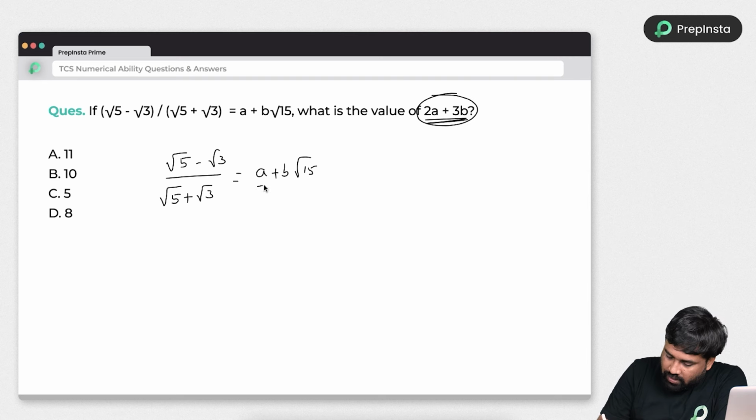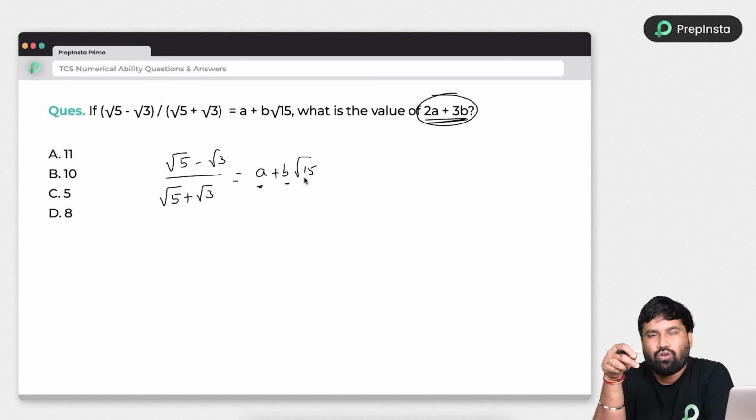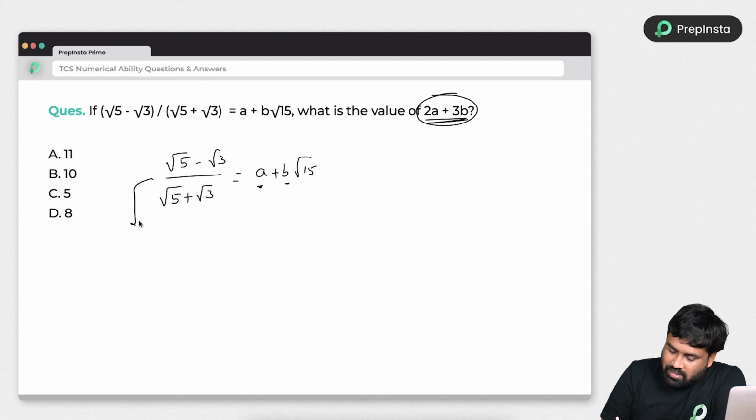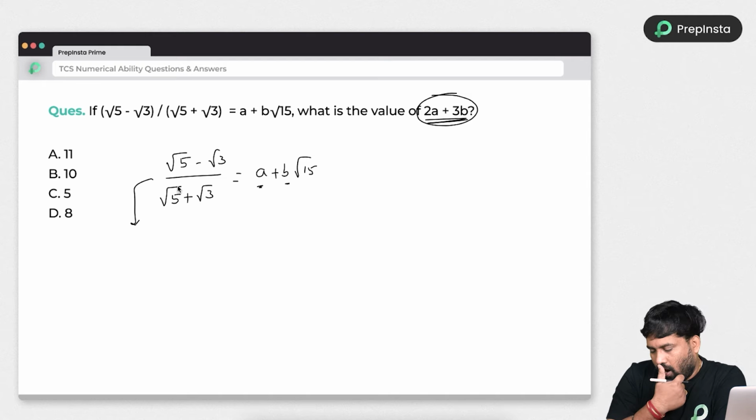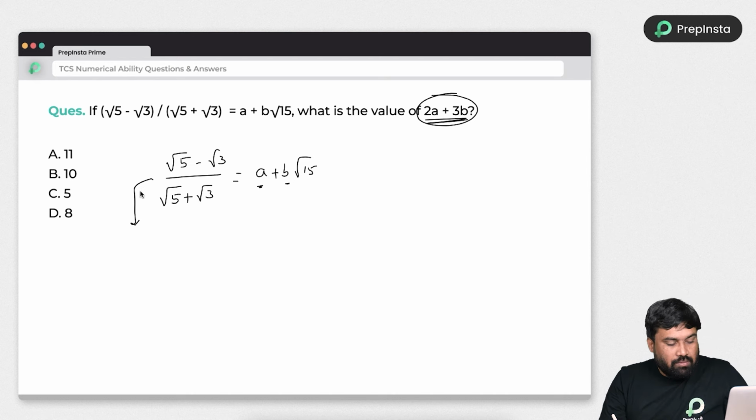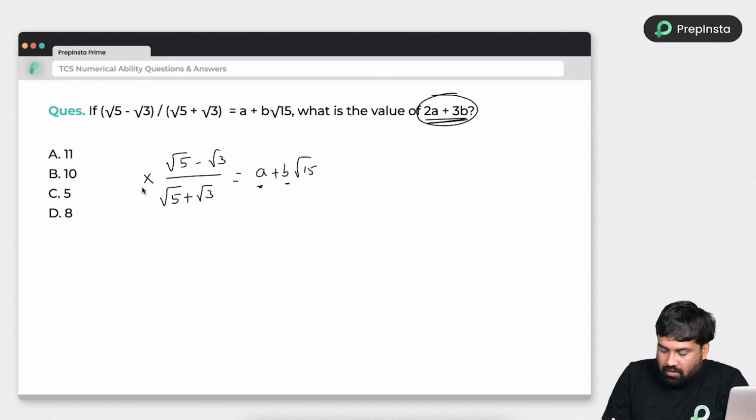So first we need to find the a and b values, right? In order to find the a and b values, we need to convert this equation, in a by b format, to a normal linear equation. So let's see how we can convert. It's nothing but rationalization. You simply multiply with the numerator square root of 5 minus square root of 3.